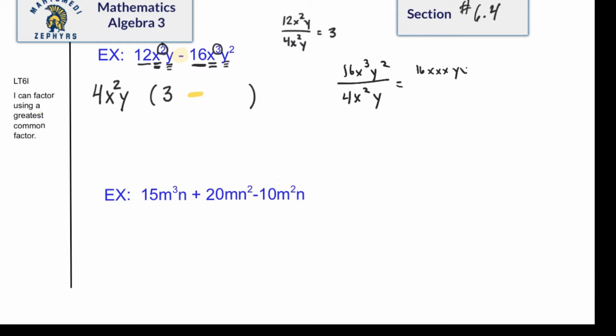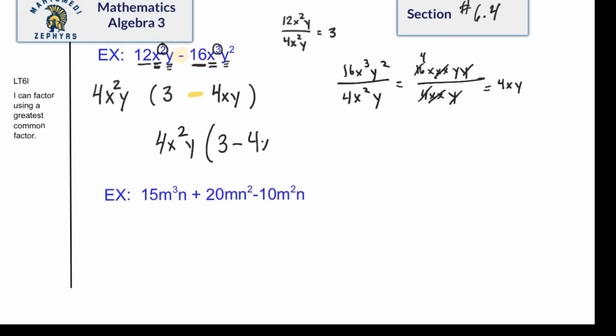To show this division, or this factoring, I'm going to write out the terms and see what we can divide out. So 16 divides by 4. We can divide out 2 x's and 1 y, and we're left with 4xy. So in the parentheses we put 4xy, and we have completed our problem. Our greatest common factor is in front of the parentheses, and our 3 minus 4xy is inside the parentheses. We can always check with the distributive property.